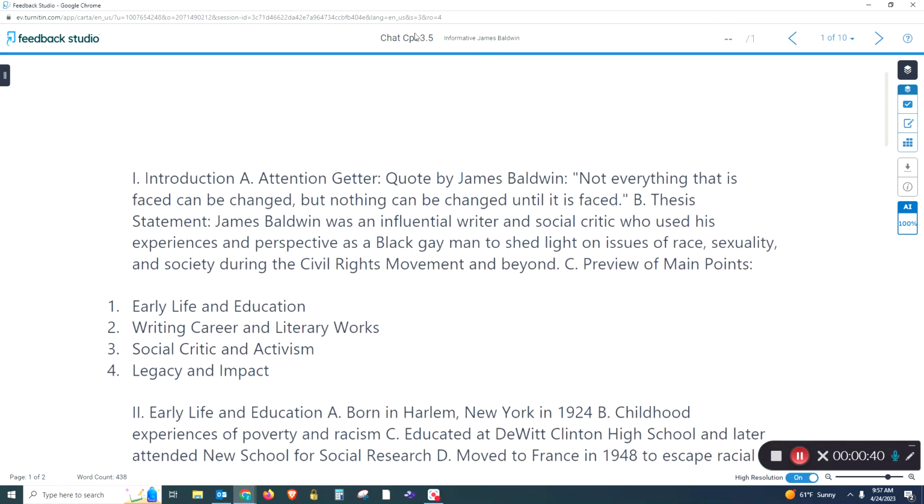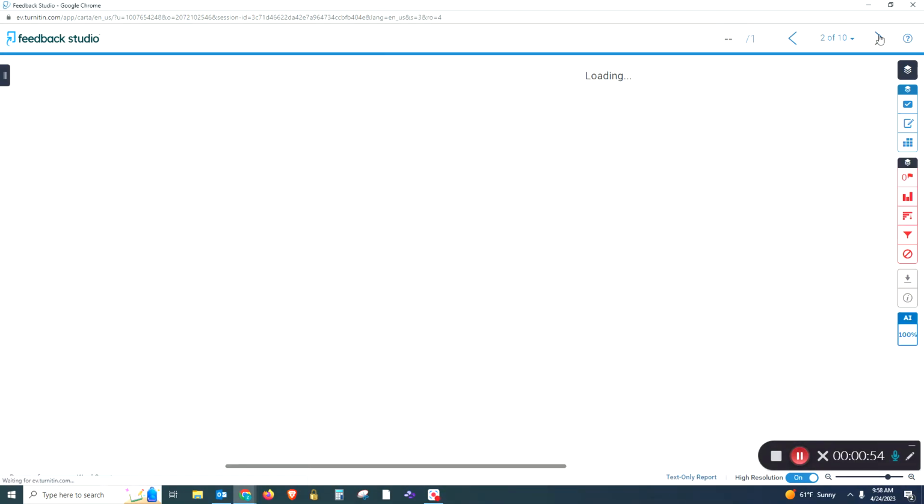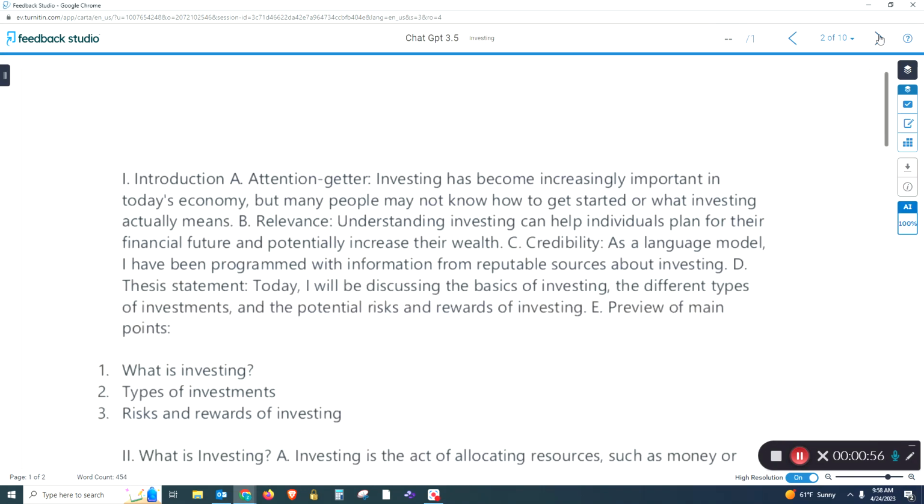Up here you can see I made a typo when I named this file, but it's informative speech about James Baldwin, and over here you see the percentage match. The program thinks that 100% of this was written by AI, and it is correct. Okay, and it doesn't seem to matter a lot. All these different topics, as long as it's 3.5, it's showing 100%.